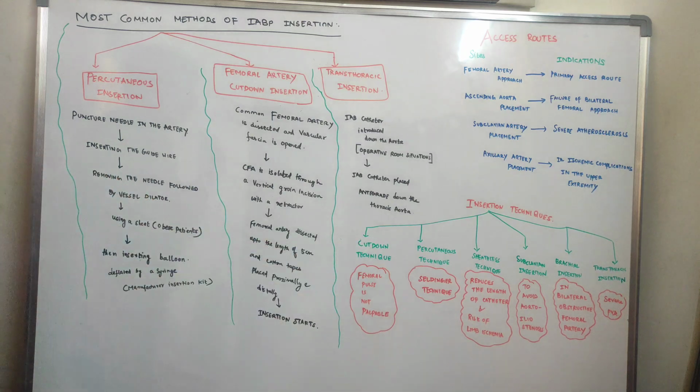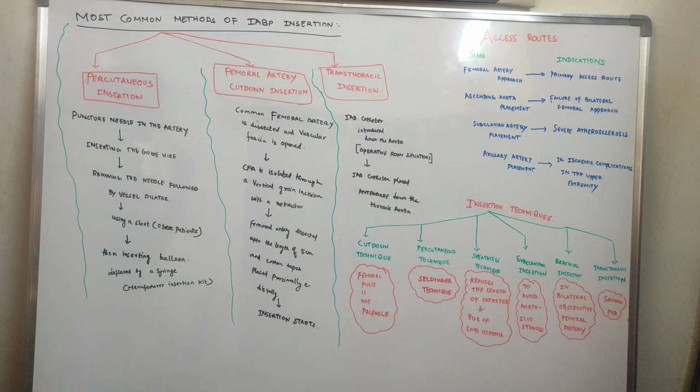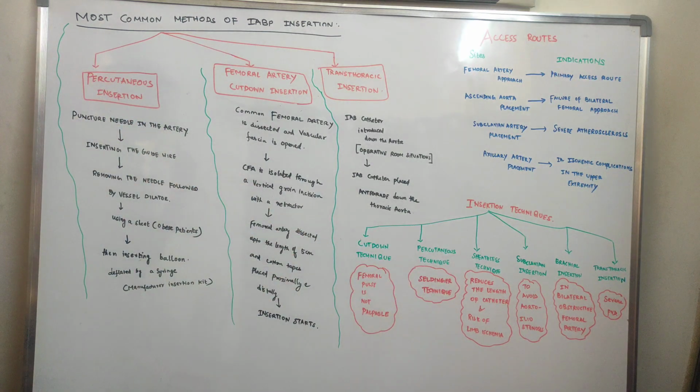And then percutaneous technique, that is the sheath insert technique we use in percutaneous insertion. Here this is the same procedure of the sheath insert technique. And then sheathless technique, that reduces the length of the catheter and the risk of limb ischemia. The sheathless technique is useful for those people, and also it is useful in limb ischemia.